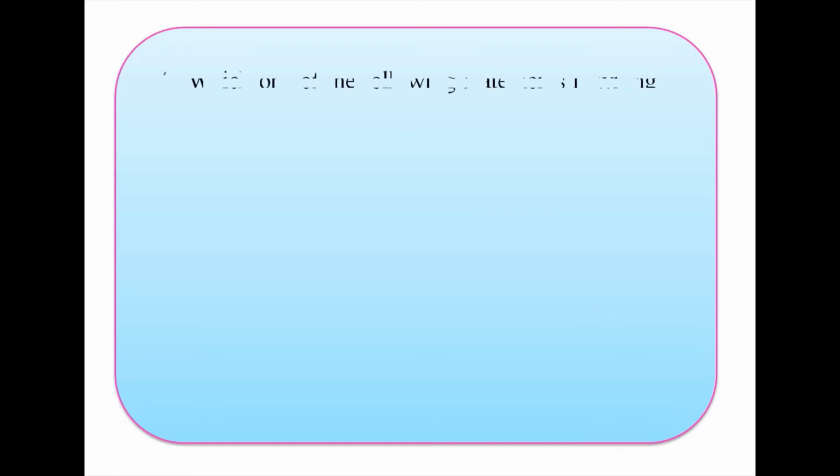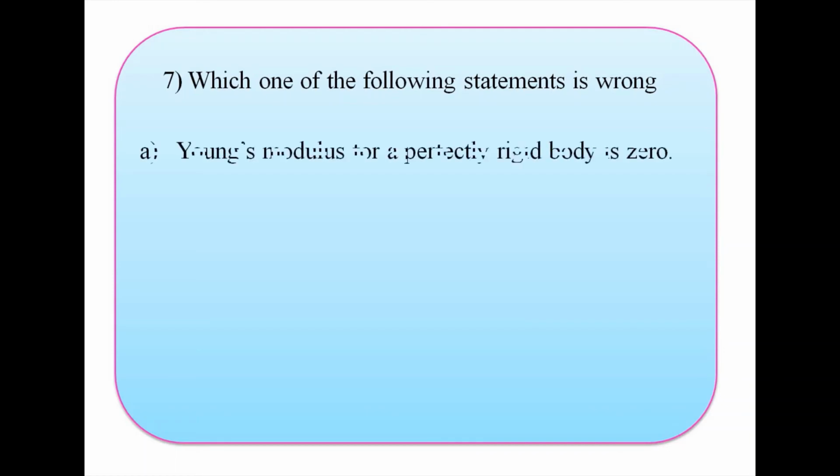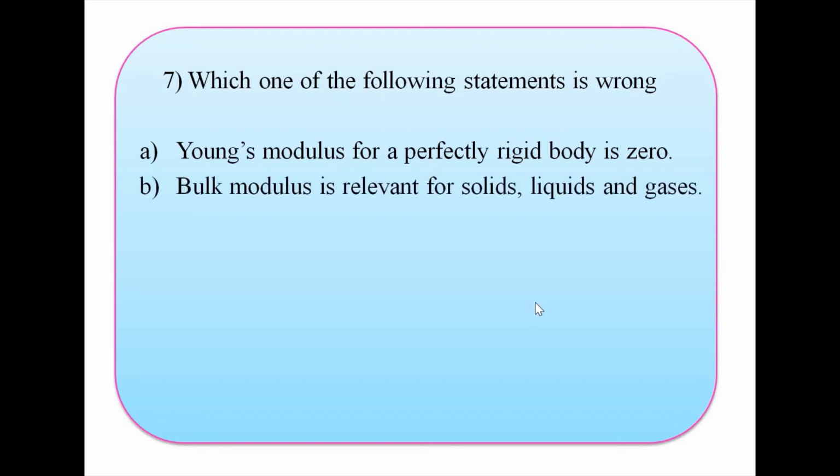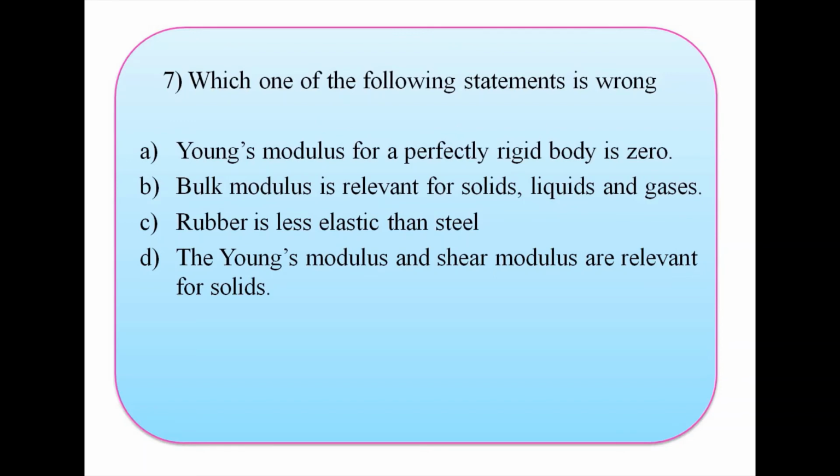The next objective is: which one of the following statements is wrong? Wrong statement we have to find out. First option, the Young's modulus for a perfectly rigid body is 0. Option B is bulk modulus is relevant for solids, liquids and gases. Option C is rubber is less elastic than steel. And option D is Young's modulus and shear modulus are relevant for solids. So from our theory knowledge, the answer is option A, that means Young's modulus for a perfectly rigid body is 0. Let's see the next objective.